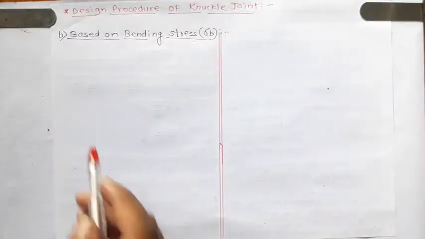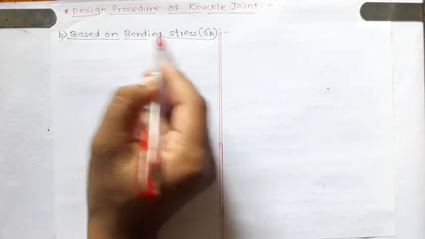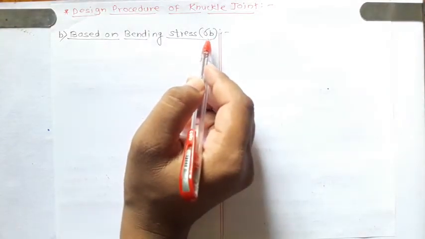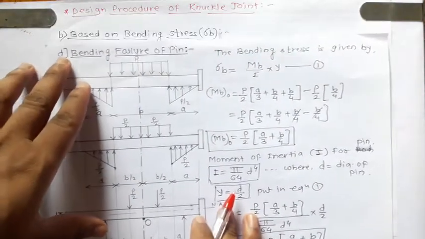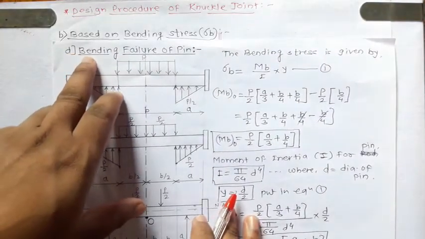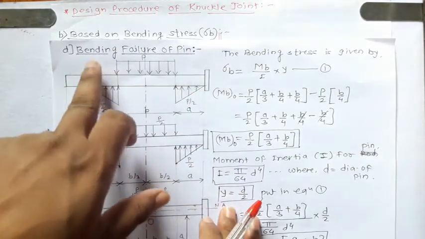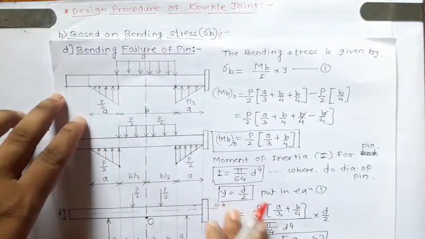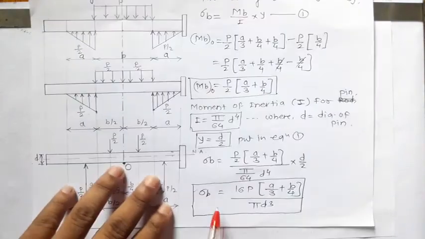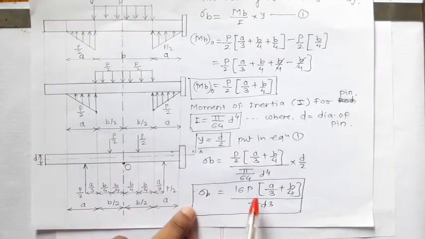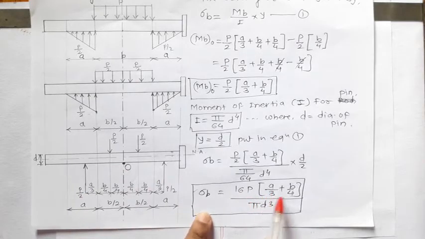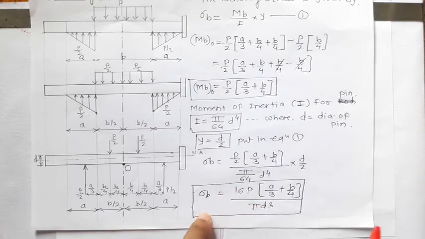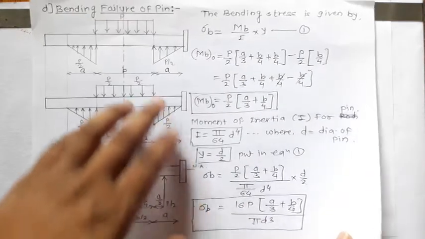Now the next part is the design of pin based on bending stress, that is sigma b. So for that purpose, we have to refer the stress equation that we have derived for pin. That means we have derived this already, the bending stress equation for pin, under the article bending failure of pin. And this is the equation of this bending stress. So bending stress sigma b is equal to 16P into bracket a by 3 plus b by 4 upon pi d cube. So we have to use this equation here in order to find out the diameter of pin based on bending stress. So let us use this equation here.